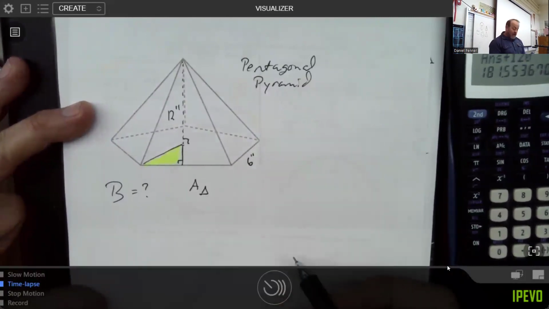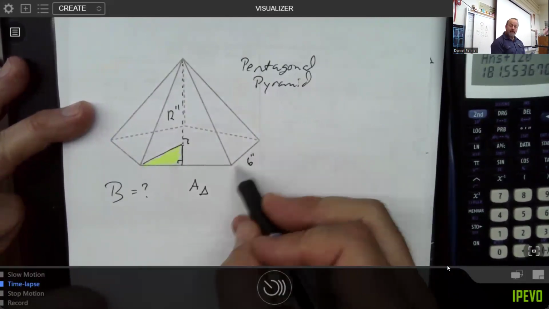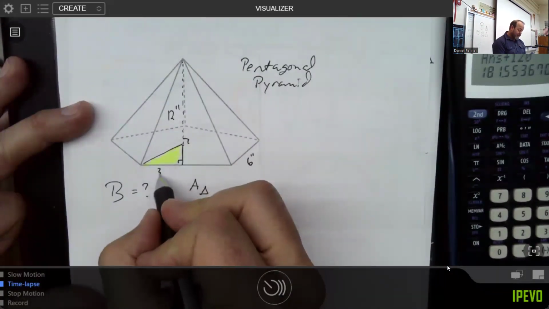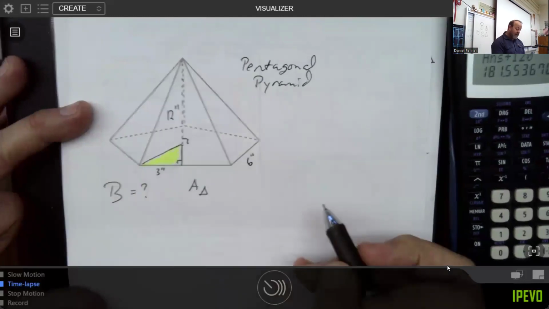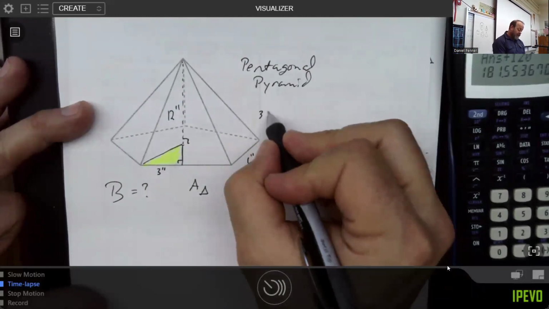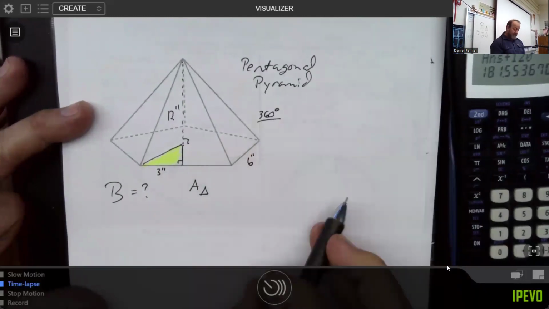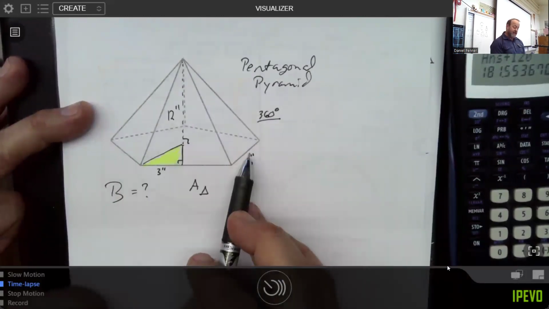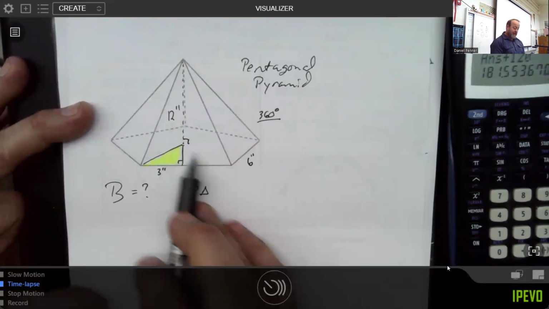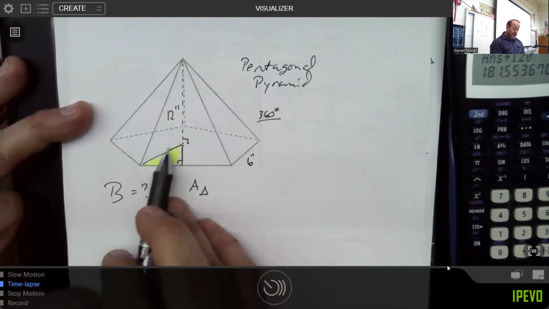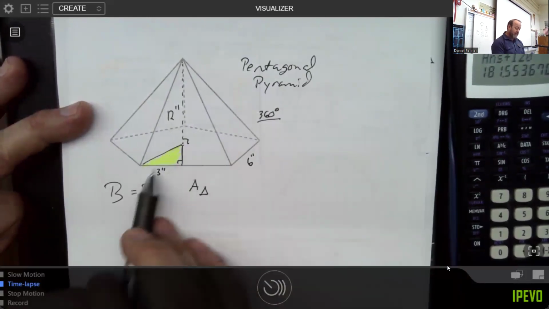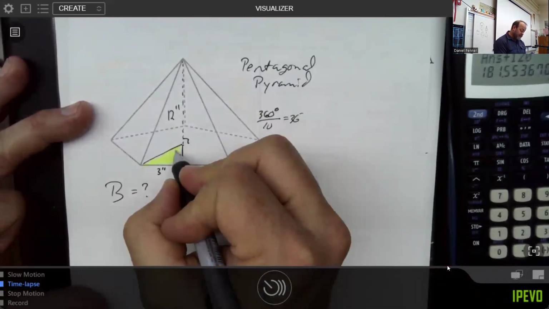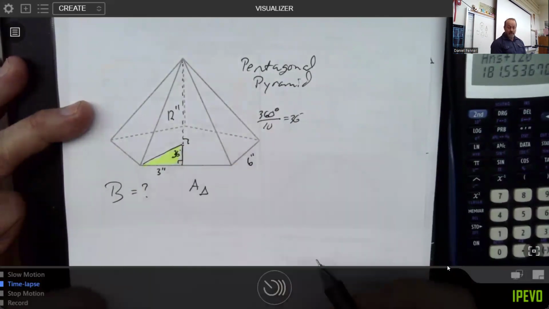What I know right away is that if this whole side length is 6 inches, then this piece right here is 3 inches. And if we do the same thing that we did before and we take 360 and divide it not by 5 for 5 sides, but by the number 10, I'm going to double that because I really didn't make a triangle that takes up the whole side. I only took up half of the side. So I know that this angle here at this base is 36 degrees.